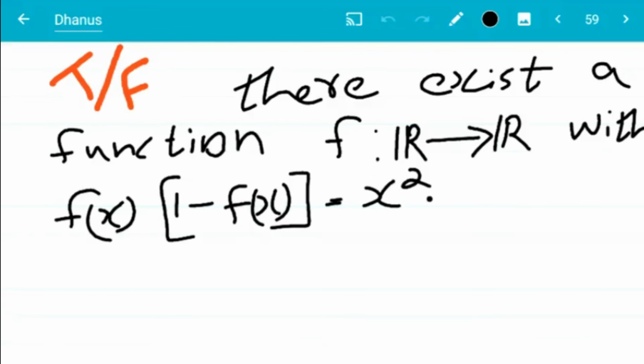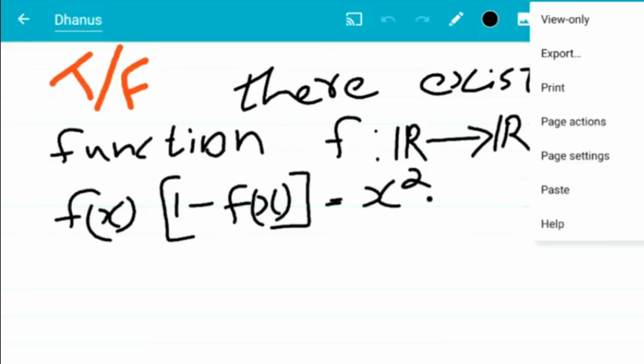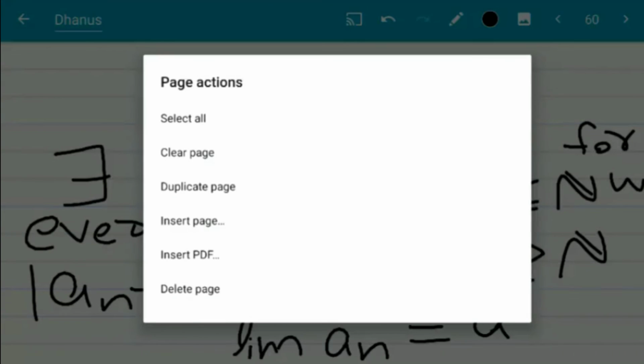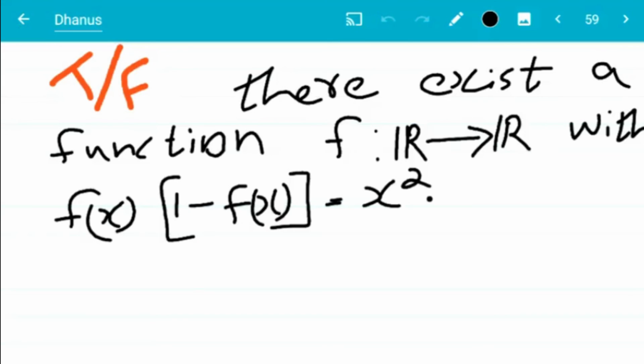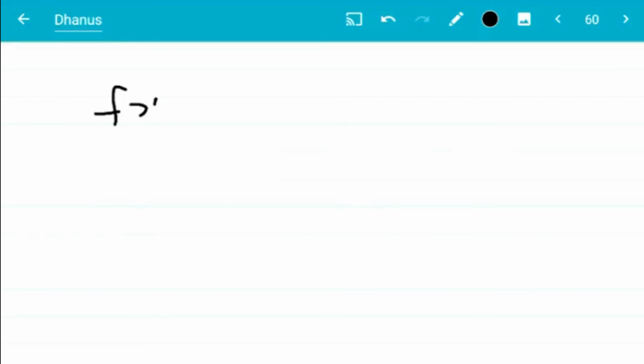The answer is false. Usually this type of question is seen in some question papers. In this type of question, you have to just take f of x as a real function, not a continuous function. Then in this case, just consider f of x as a real value, some y. Then f of x into 1 minus f of x will be equal to y into 1 minus y.